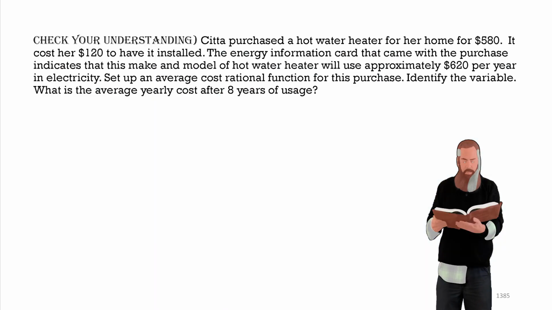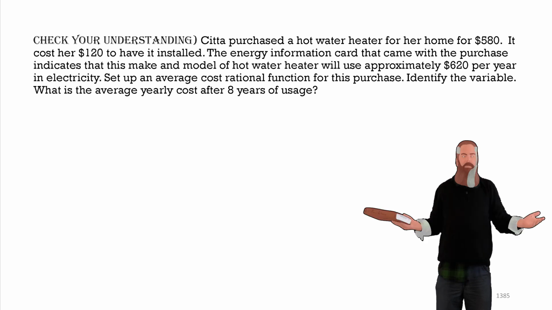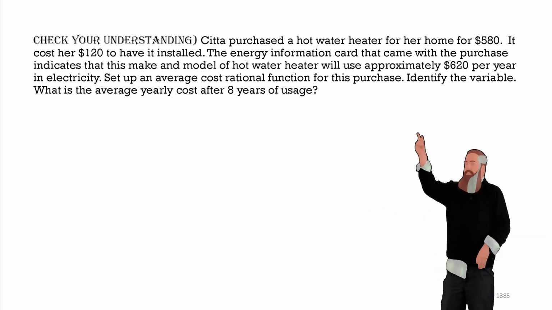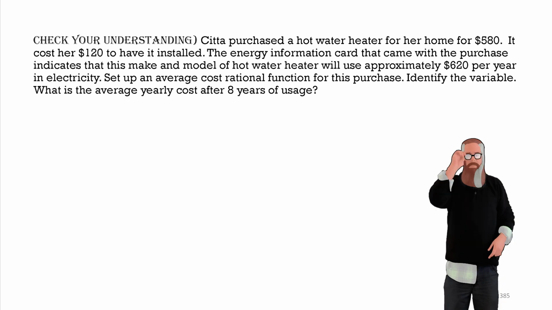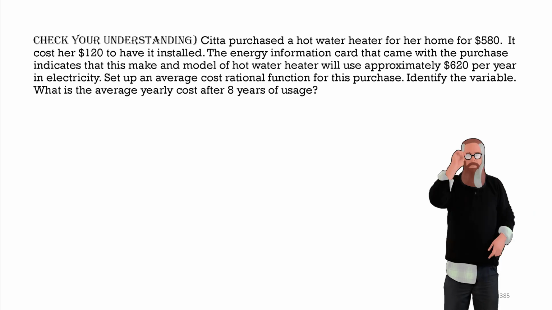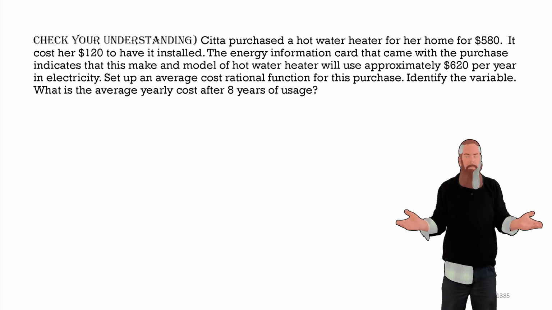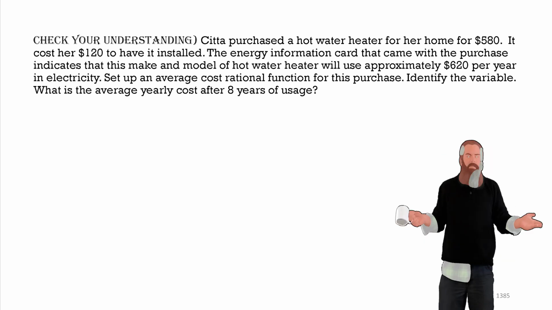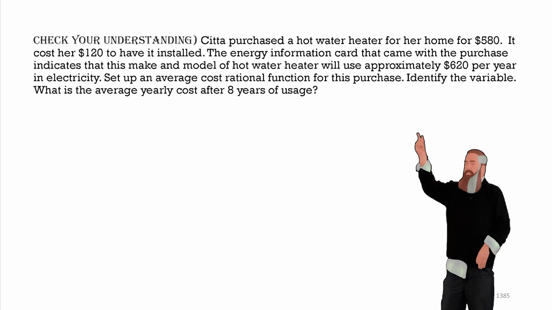$596. Let's check our understanding of this by looking at Sita, who purchased a hot water heater for her home for $580. It cost her $120 to have it installed. The energy information card that came with the purchase indicates that this make and model of hot water heater will use approximately $620 per year in electricity. Set up an average cost rational function for this purchase. Identify the variable. What is the average yearly cost after 8 years of usage?